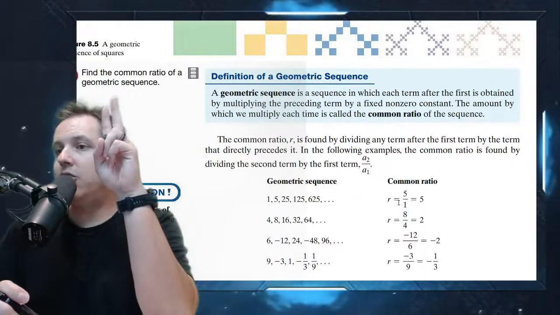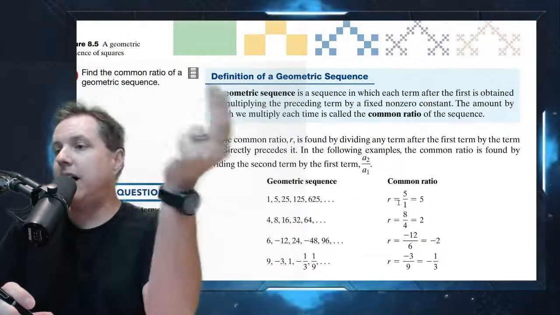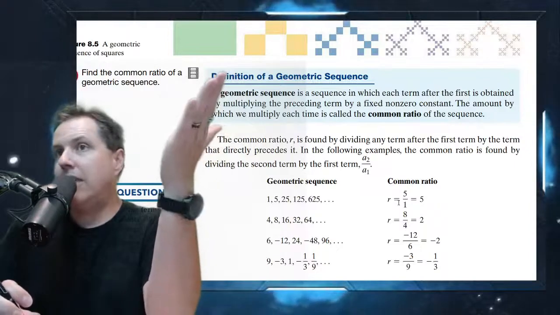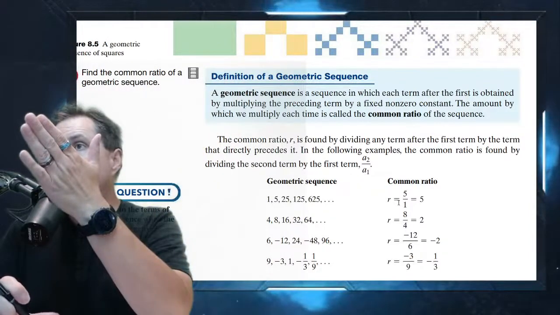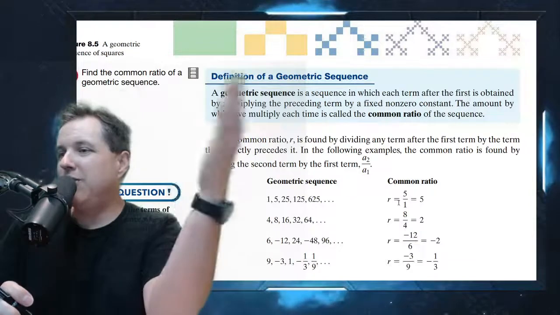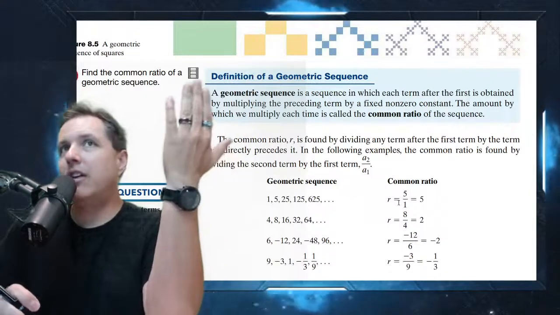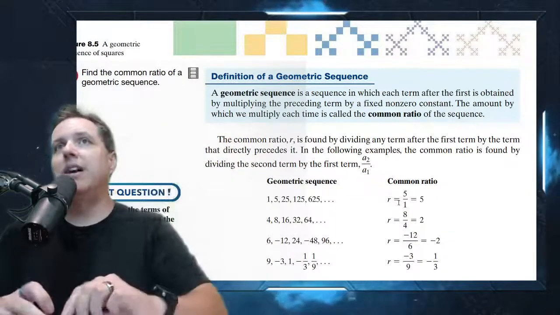All you have to do is take 2 consecutive terms and divide, because that's how you got the next term, was by multiplying. So if you want to work backwards, just divide, and then you'll get whatever that common ratio is, because sometimes it's not obvious.